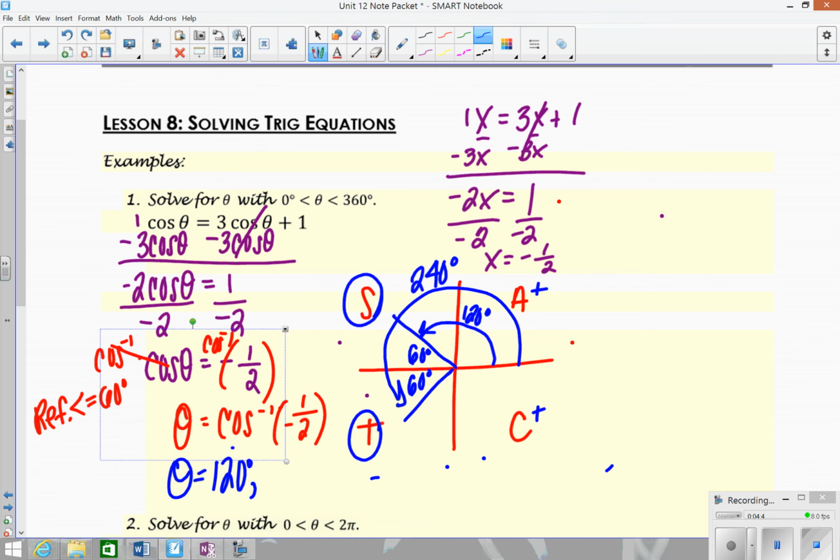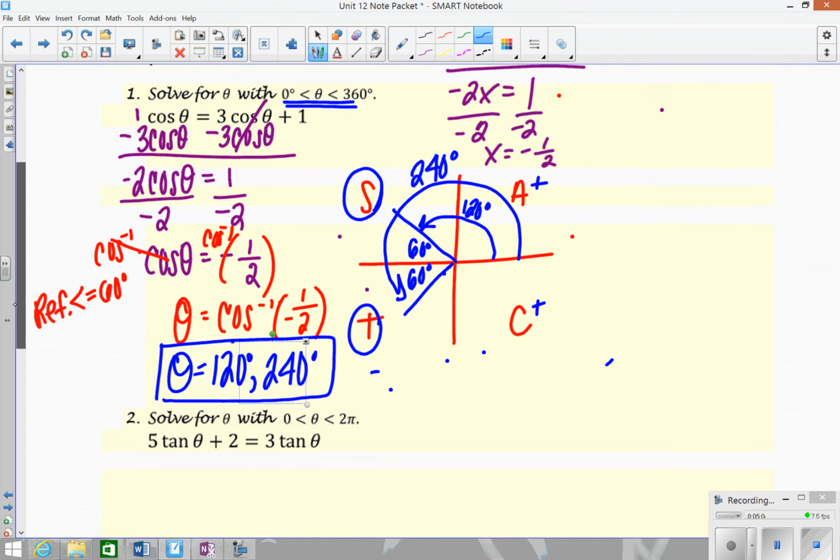So that means the other answer here is going to be 240. And I do need to list these. If you look at what it asks for, it asks you to list these theta so that it's between 0 and 360. So that means you want to include every angle between 0 and 360. So here are the two that, if you plug them into this equation, would work.